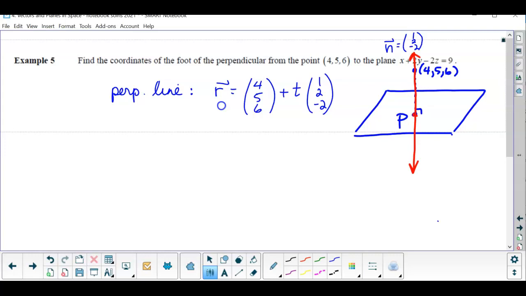Okay, and we want to know where it intersects. So actually a nice way to draw something like that is to do it dotted. Okay, so you can see it there, then it's dotted because it's actually sort of underneath the plane and then it continues.